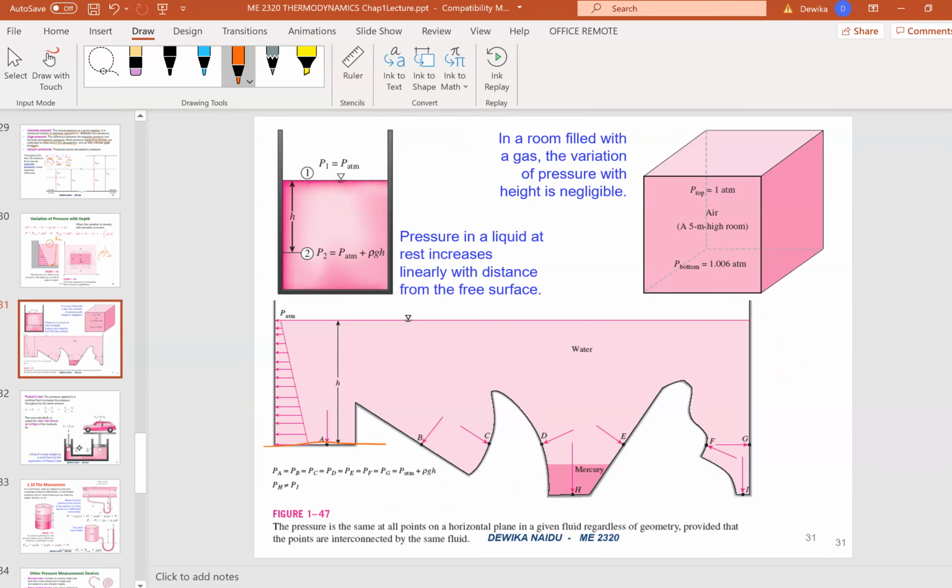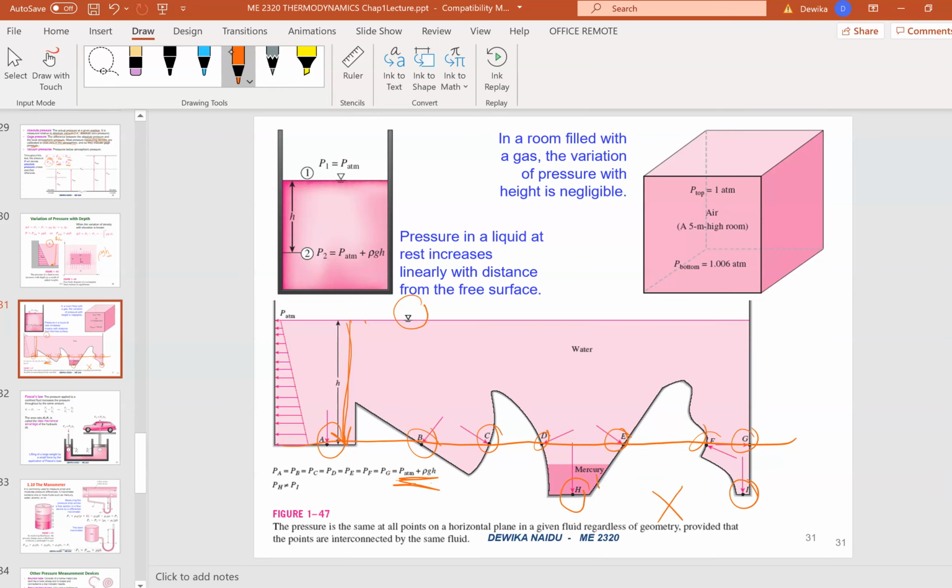As long as it's the same line, the pressure along this line will be the same. It means pressure A, B, C, D, E are the same, and F and G will be the same. So how do you calculate this pressure? It will be the atmospheric pressure at the surface, plus rho g h, where h is the height from the surface. So that's how you get atmospheric plus rho g h. Now, the pressure at H and I is not the same. Why?